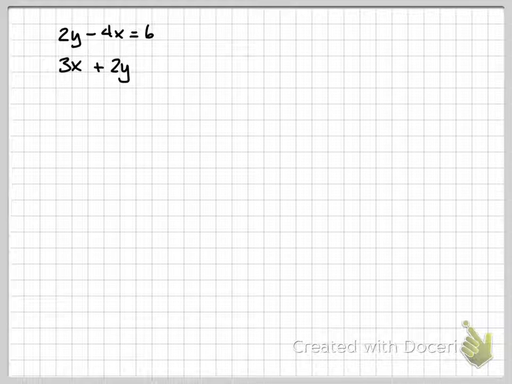So let's say you have 2y minus 4x equals 6. And then let's say you have 3x plus 2y equals 10. Okay, so the first thing we're going to want to do is put that in our y equals mx plus b form.